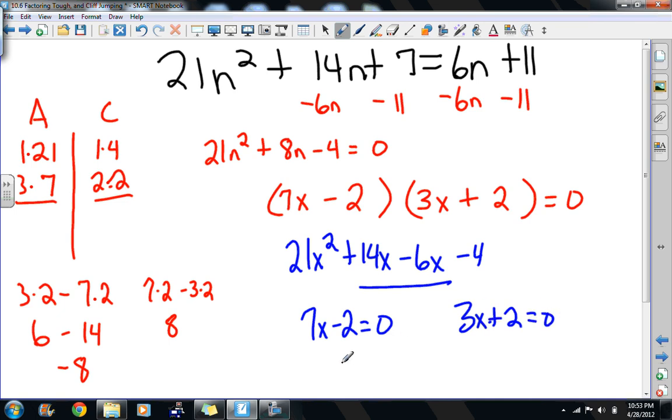I solve each of these, and this one gives me 2 over 7, which I can help you with in class if you have problems. And this gives me negative 2 over 3. Same thing. Now, that was tricky, and once again, trial and error. It's all about trial and error. We'll work on this in class. This will take some time.